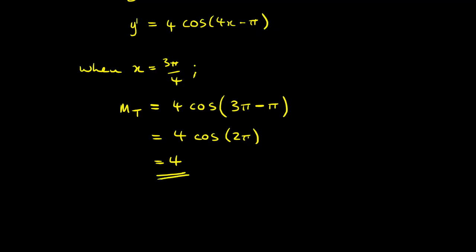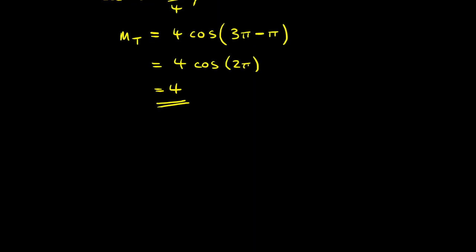Now that we've got the gradient of the tangent, we can calculate the gradient of the normal. The way we calculate it is to use the following expression: the gradient of the tangent times the gradient of the normal is equal to −1, because if two lines are perpendicular, their gradients multiply together to get −1. That means the gradient of the normal here is −1/4. So I've got the coordinate of my normal and the gradient of the normal.